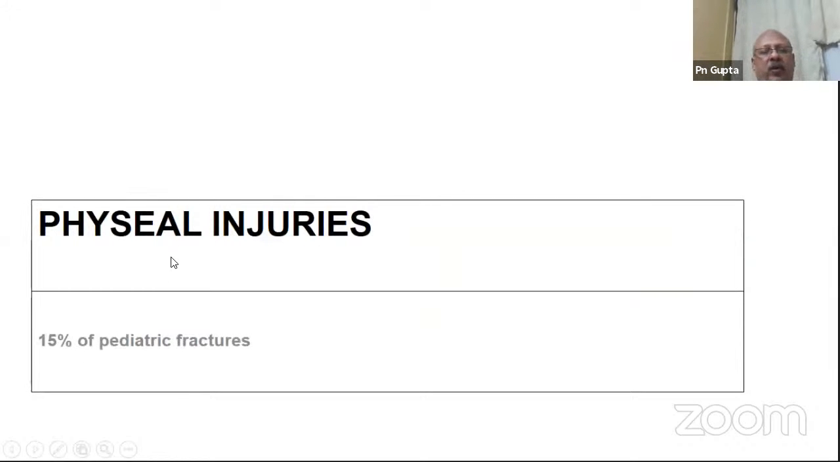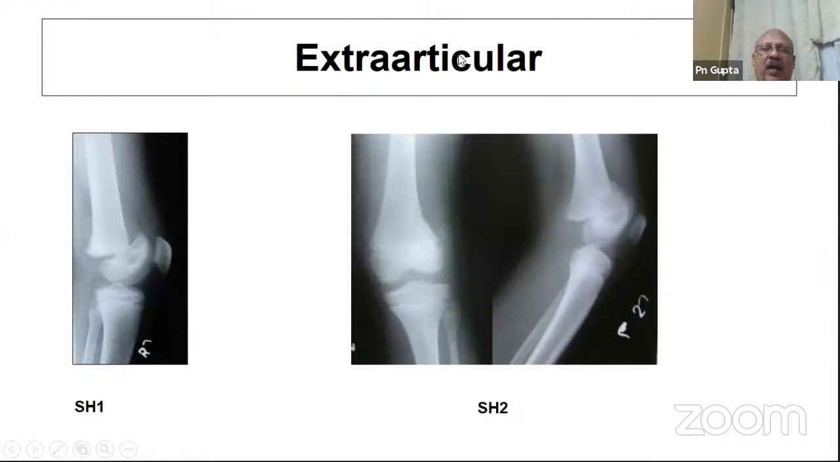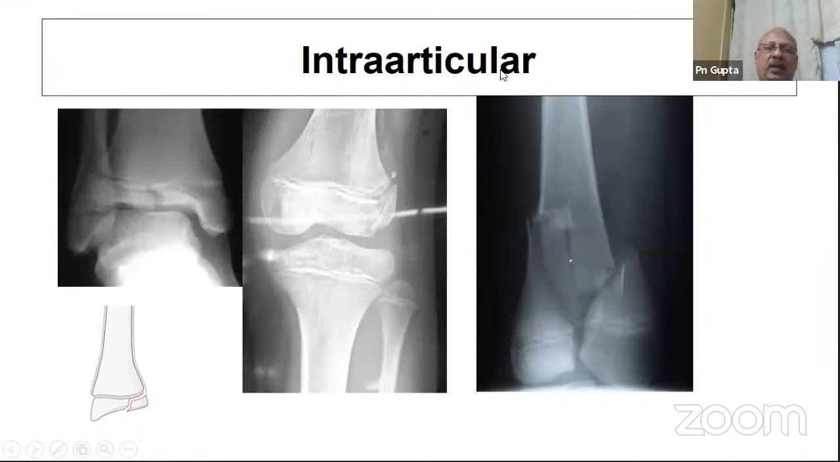Physeal injuries are peculiar to children, and they are basically 15% of the total pediatric fractures. They could be extra-articular physeal injuries, which are basically Salter-Harris type 1, or physeal separations, or Salter-Harris type 2, which include a spike of the metaphyseal fragment, or the Thurston-Holland fragment. Intra-articular are Salter-Harris type 3, where a part of the epiphysis is fractured and this injury doesn't extend into the metaphysis, and type 4 extends into the metaphysis.